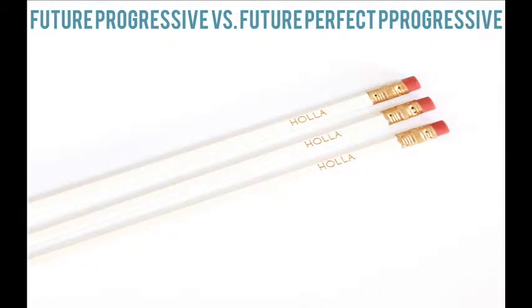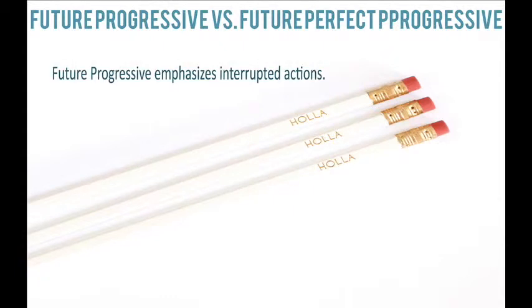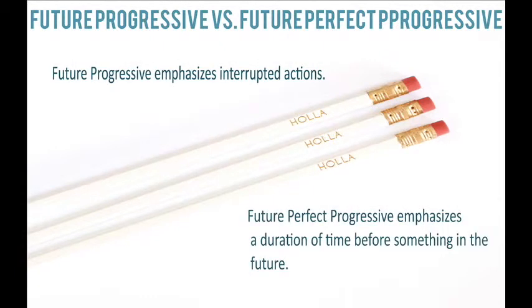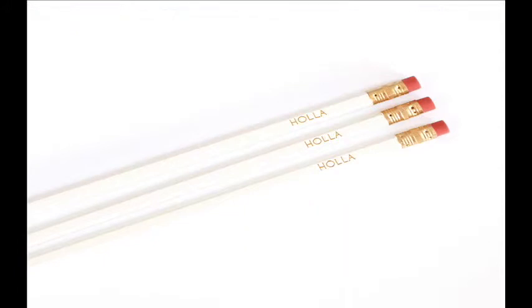If you do not include a duration such as for 5 minutes, for 2 weeks, or since Friday, many English speakers choose to use the future progressive rather than the future perfect progressive. Be careful, because this can change the meaning of the sentence. Future progressive emphasizes interrupted actions, whereas future perfect progressive emphasizes a duration of time for something in the future. Study the examples to understand the difference.